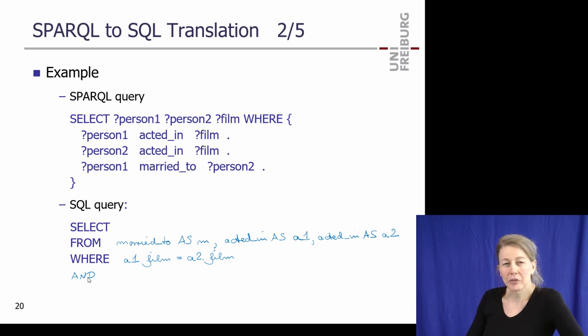Other conditions. A1 and A2, not, what's not? Not equal, okay. A1 dot, and I think we called it person, right? Person. Not, let me just write it like this, it's not, it's a two person. Okay. What else? And?